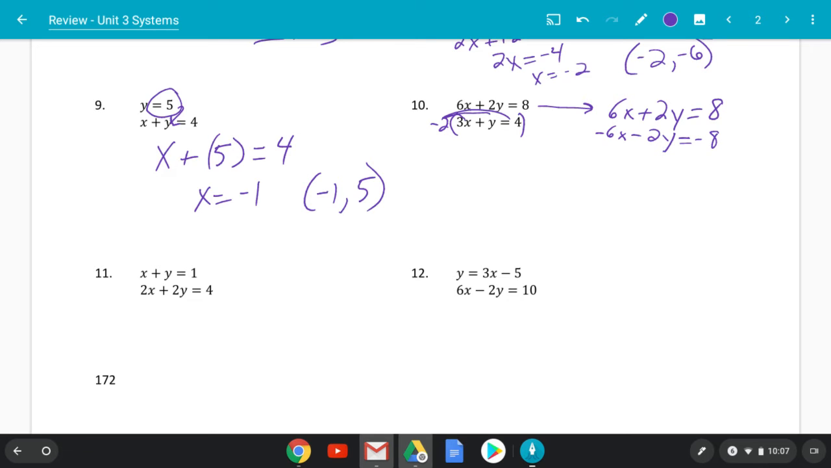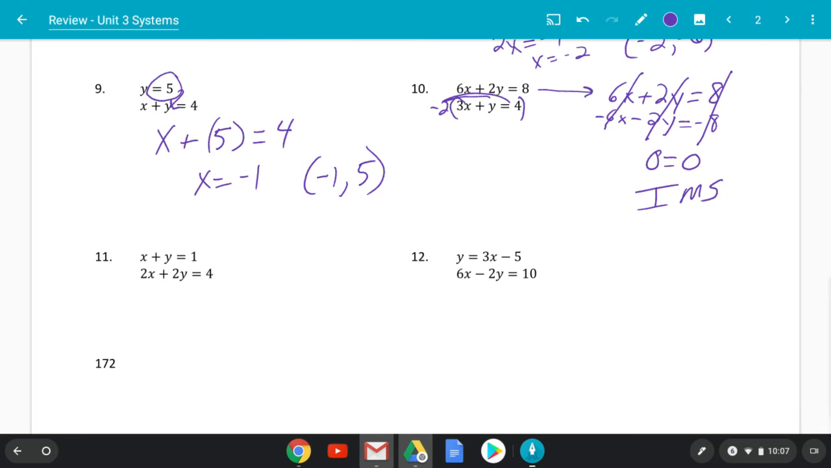Uh-oh. Look at these equations. It cancels, cancels, cancels. So I end up with 0 equals 0. Is that true? Yes, 0 equals 0. Therefore, there are infinitely many solutions.